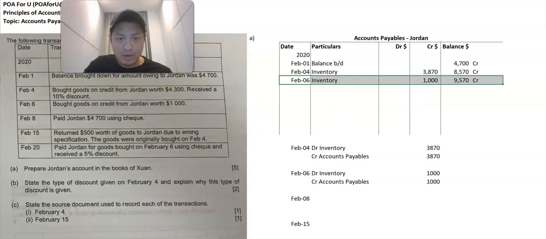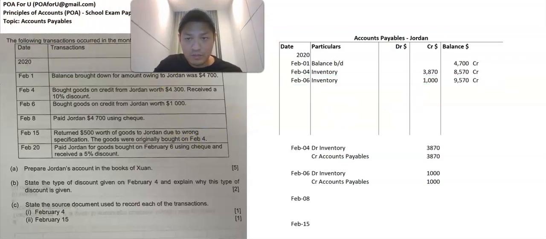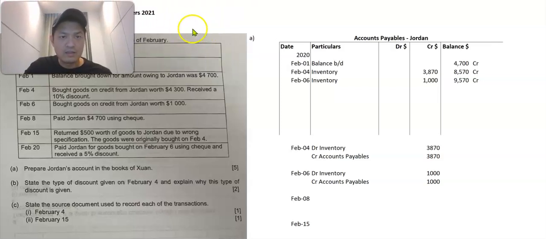Now let's see what happens on... let me just move this here. It's okay, I'll leave it here. Don't know whether you guys can see it later, but it doesn't matter.